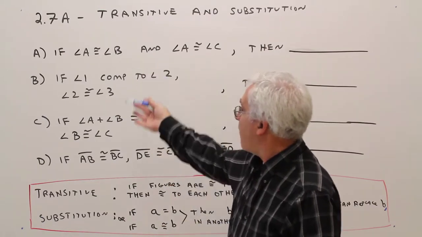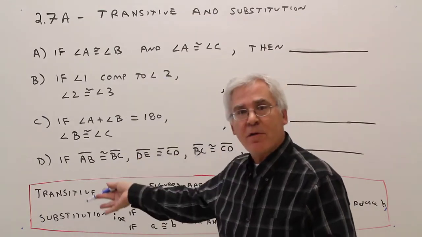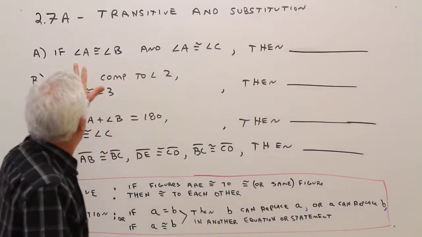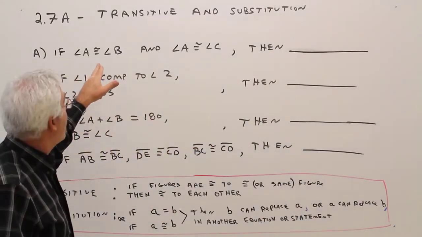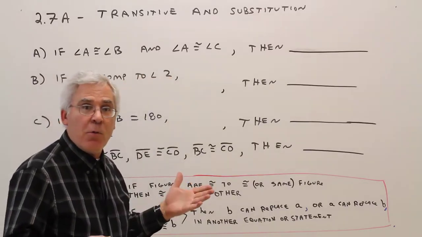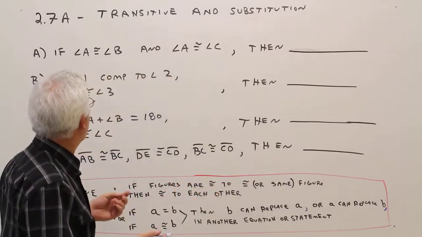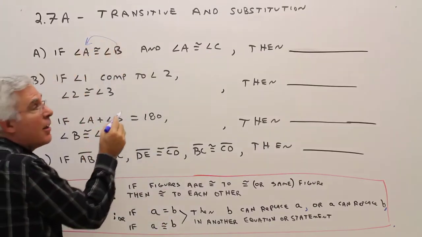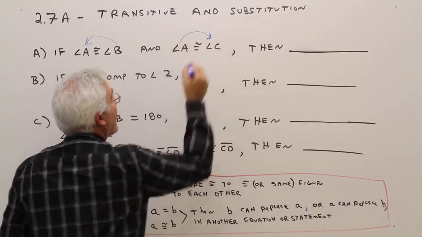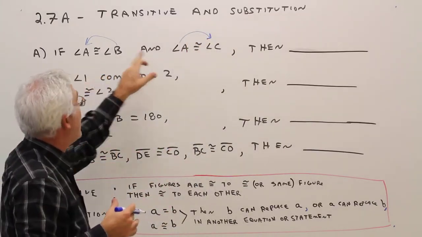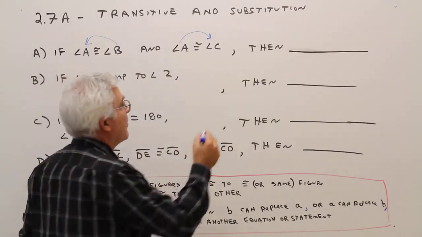Alright, so I've got four little examples here and then some theorems and definitions below. So, if angle A is congruent to angle B and angle A is congruent to angle C, what can we conclude? Oh, well, look at this. B is congruent to A, and then A is congruent to C, so it looks like there's a link, and I can get B ultimately congruent to C.